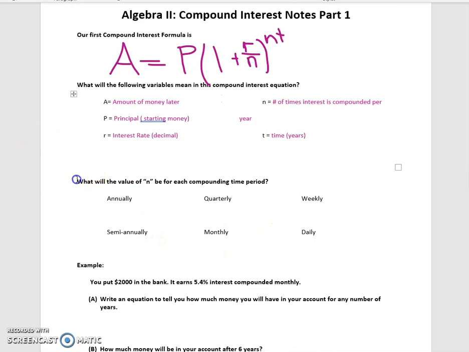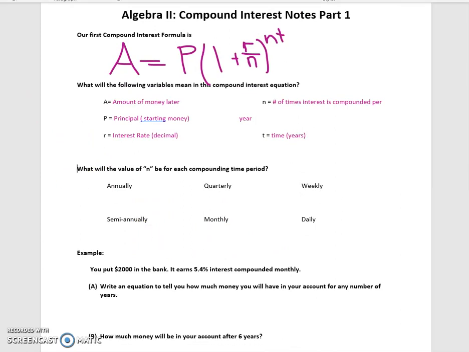So what is the value of N for each time period? Well, annually, that's once a year, right? So N equals 1. Semi-annually means twice a year. That's every 6 months, right? So N is going to equal 2. Quarterly means 4 times a year, right? Quarters, 4. So that equals 4.